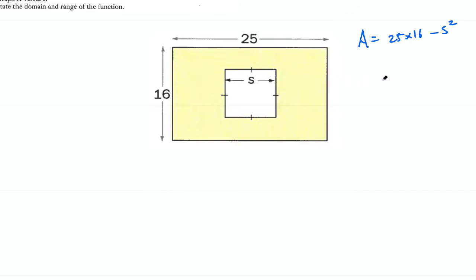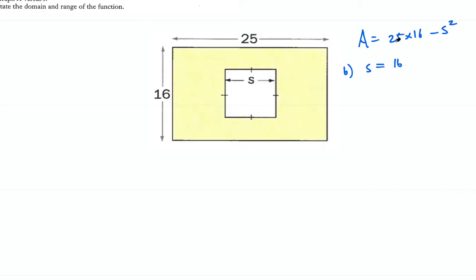So if no part of the square can be outside of the rectangle, what is the maximum possible value of s? Well, remember, this has to be a square. So the furthest we can go is going to be a square that's about this wide, and it's going to be 16 by 16, because there's no way we can have a 25 by 25 square because it will exit this rectangle. So for B, the largest s can be is going to be 16 centimeters.